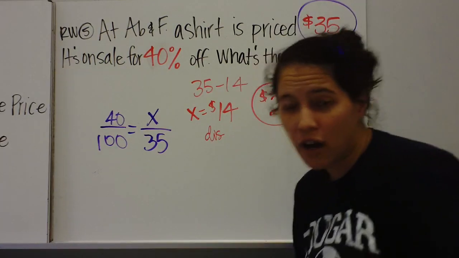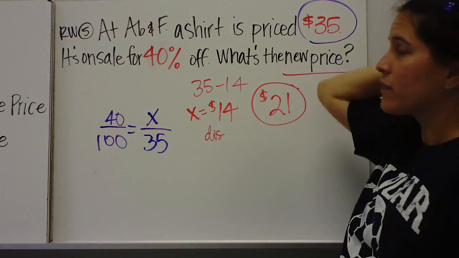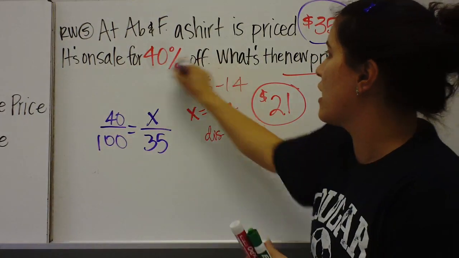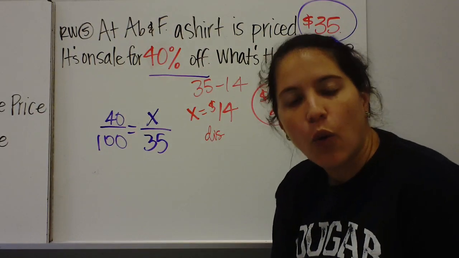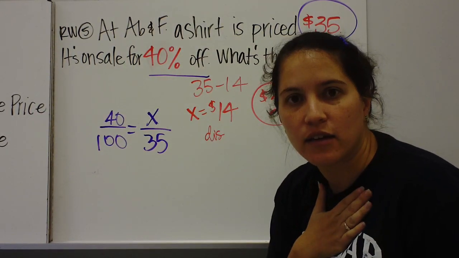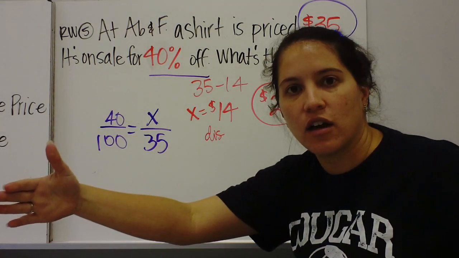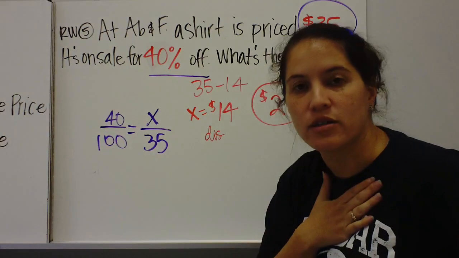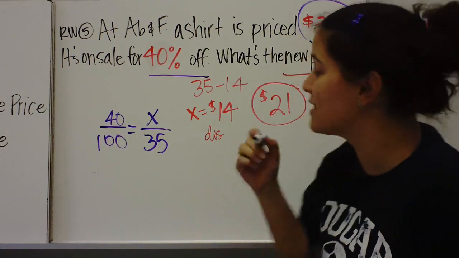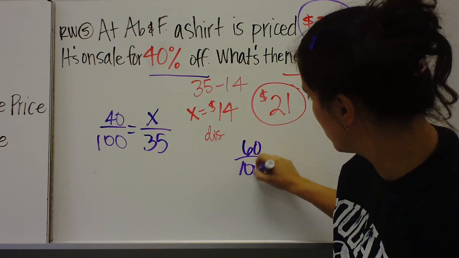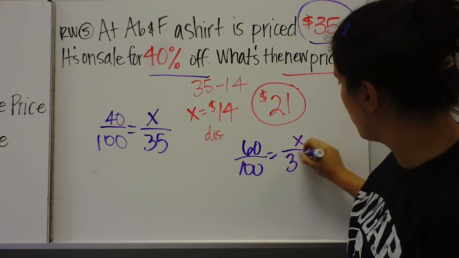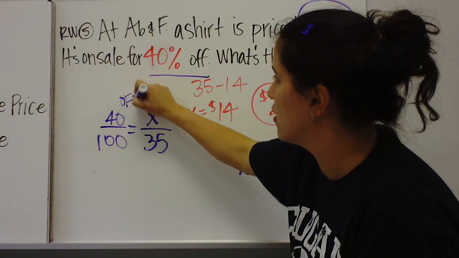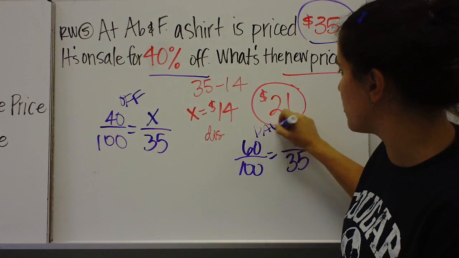Now let me show you one other way to do this problem. A shirt's on sale for 40%, so it's 40% off. If it's 40% off, what percentage are we still paying? So let's say we have 100% of a shirt. If we're taking 40% off, then what percentage are we still paying? Hopefully you're thinking 60%. Because if 40% is off, then we still have to pay 60%.